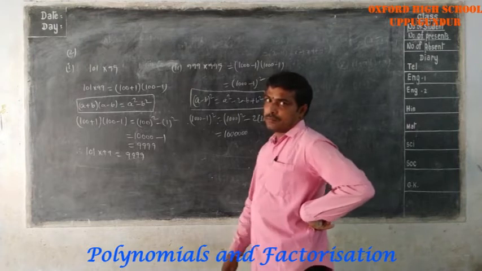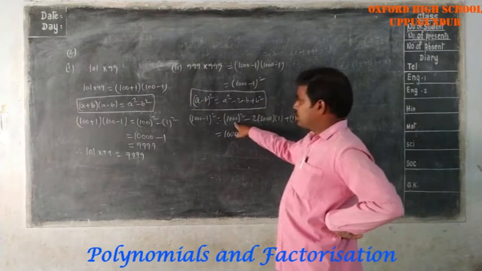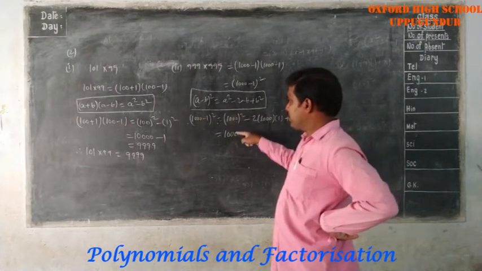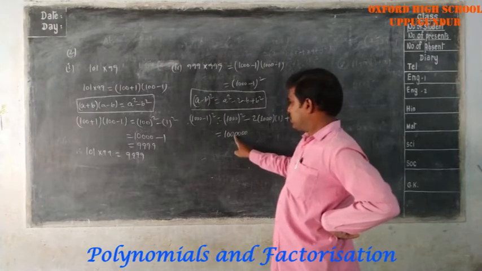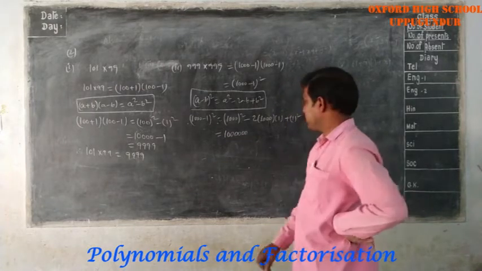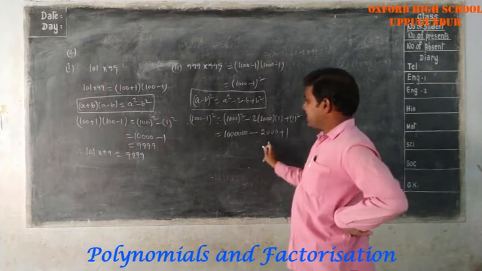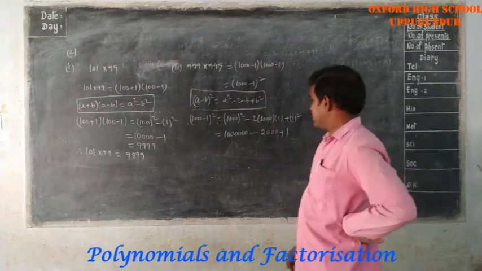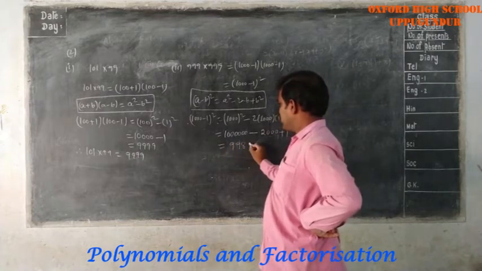Ten lakhs. 1000 into 1000, you will get 6 zeros. Square of this means these 3 zeros become double, 6 zeros. Ones, tens, 100, 1000, 10,000, lakh, 10 lakhs. 10 lakhs, minus 2 into 1000 into 1, 2000, plus 1. 10 lakhs minus 2000 is 9 lakhs 98,000, and 1.